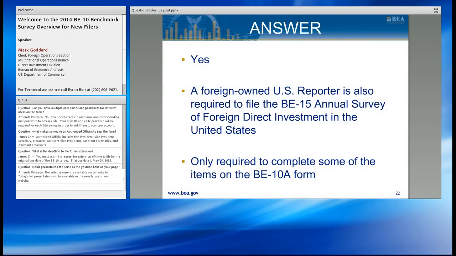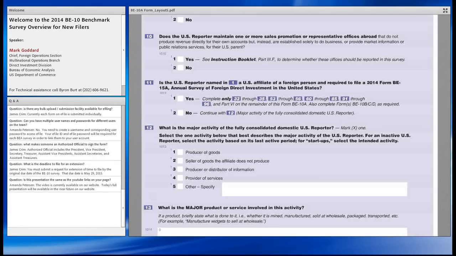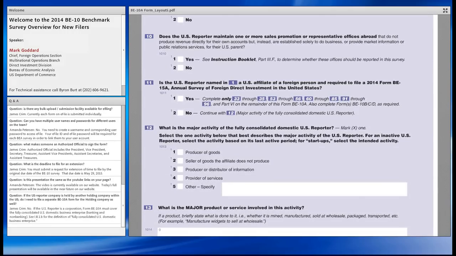I did want to show you on the BE10A form here, I'll wait for it to pop up on the screen. I wanted to highlight the question number in which this question was asked regarding the BE15. So as you can see, question 11 here pretty much states, is the U.S. reporter named in one a U.S. affiliate of a foreign person and required to file a 2014 Form BE15A Annual Survey of Foreign Direct Investment in the United States?